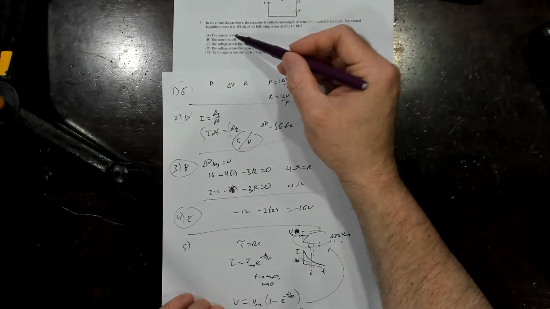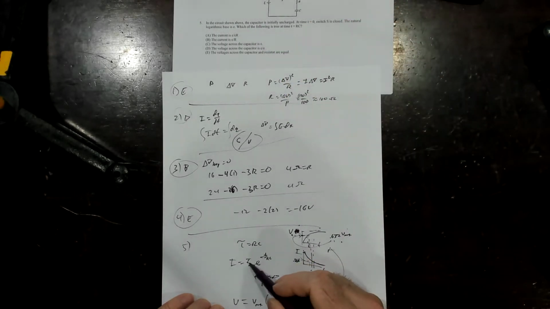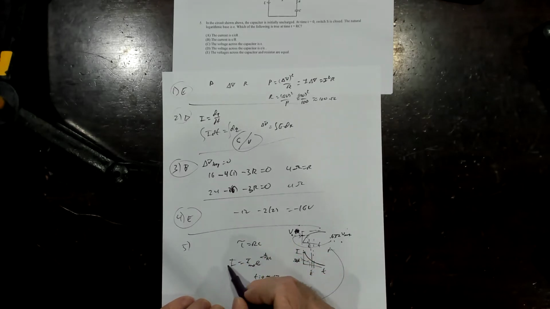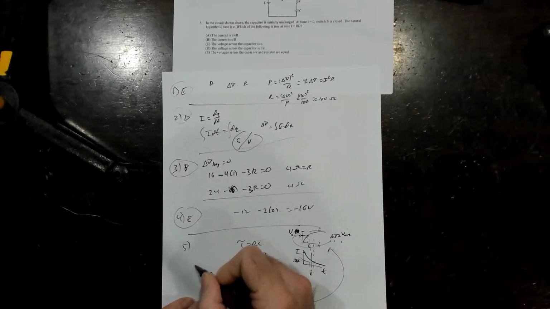So here we go. Delta V is IR. The max current is when I would have delta V is IR, rearranging.